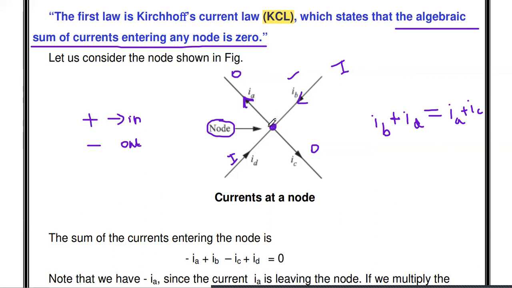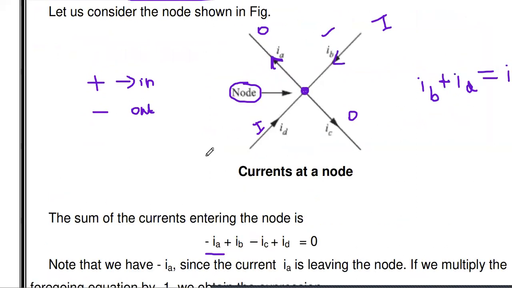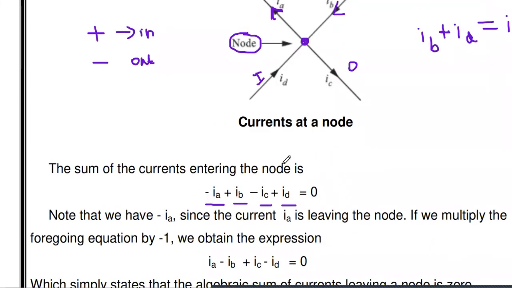So for this node, if you are writing the KCL, what is the first current? IA. This IA is an outgoing current, so we put minus IA. Next, IB is an incoming current, so we put plus IB. Then IC is an outgoing current, so minus IC. ID is an incoming current, so plus ID equal to 0. So minus IA plus IB minus IC plus ID equal to 0. This is said to be the KCL.